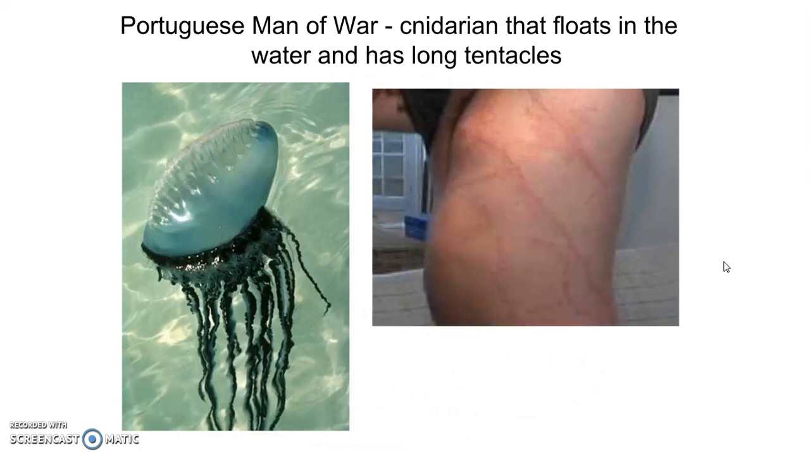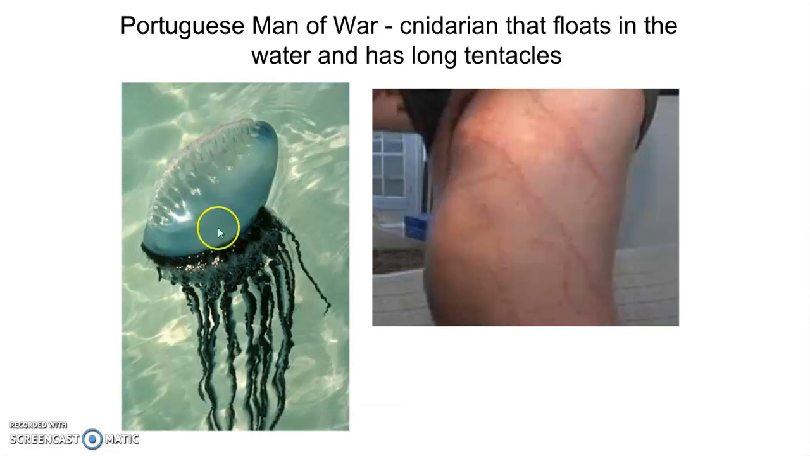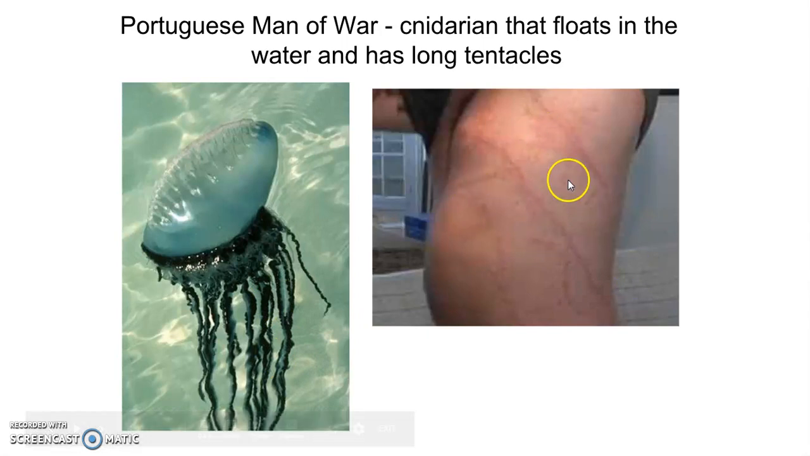The Portuguese man of war is an example of a Cnidarian. It lives together in a colony. So it looks like it's just one animal, but that's actually lots of animals that are living together in this colony. And its tentacles are very dangerous. They can produce these long scars that burn and sting on people if they get stung.